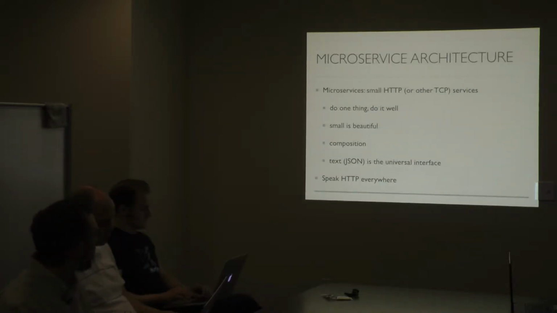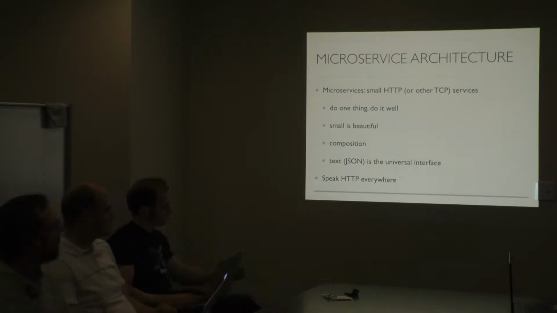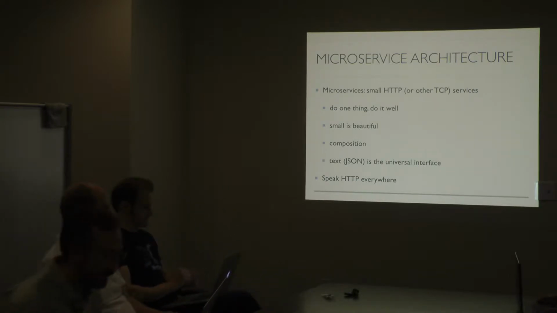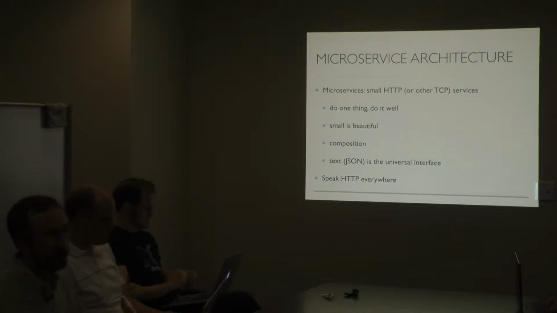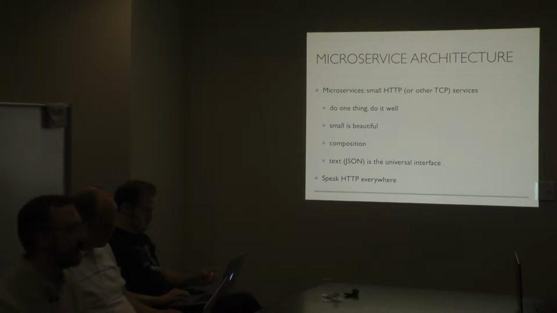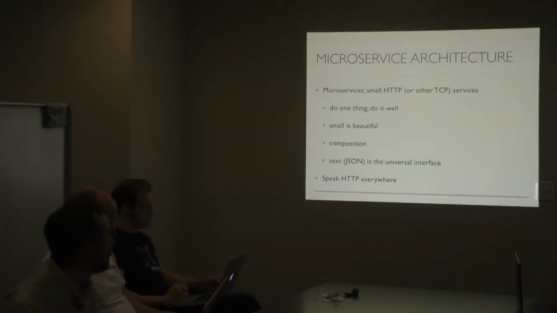Let's move into microservice architectures. So microservices are small HTTP or other TCP services. They follow the Unix philosophy of do one thing, do it well. Small is beautiful. Composition. Composition is a functional programming term. In Unix, you might think of composition like when you do a grep on a file, and then you pipe it to awk, and then you pipe it to sed, and then you do some more things. That pipeline is a form of composition.